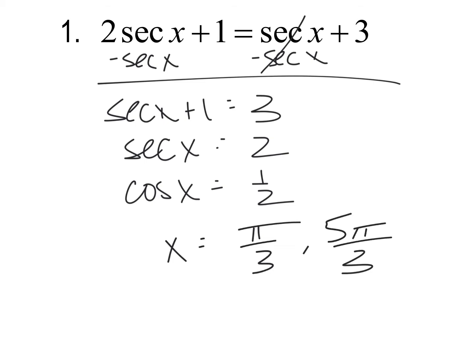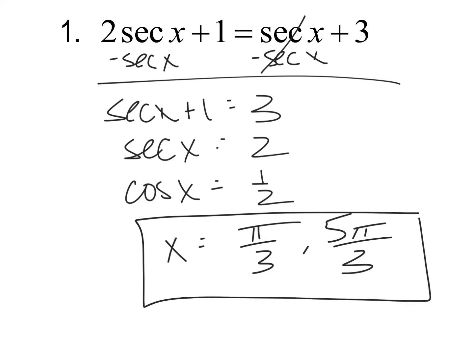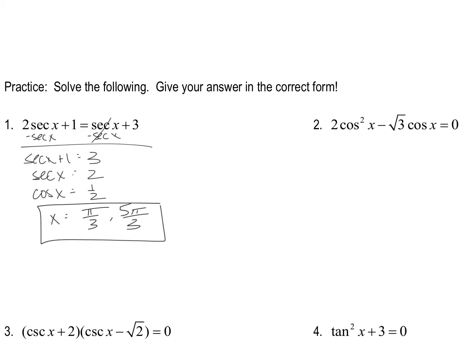So again, just review stuff, you guys. We've talked about this before. You guys know the unit circle. All we're doing is looking for x values where the cosine of x equals 1/2. So those are radians again because they gave me the question in terms of x.